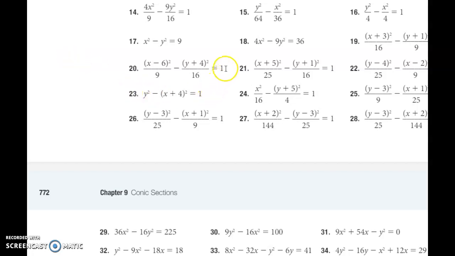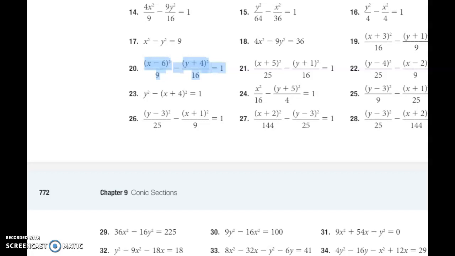So here's another example. I'm going to do number 20. Again, you see the minus there indicating that this is a hyperbola. This time around, it's the x squared in the front and the y squared takes on the minus. So this is a sideways opening hyperbola. And I have to remember here that my center is at 6 and -4. And then the denominators are 3 squared and 4 squared.